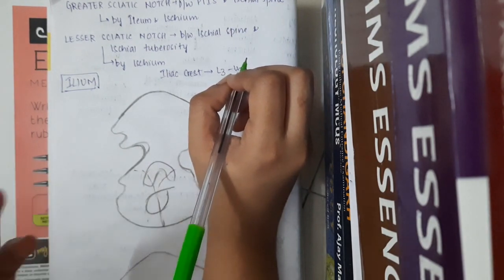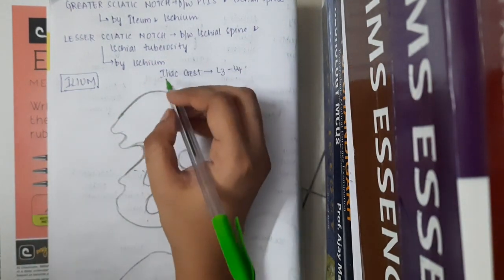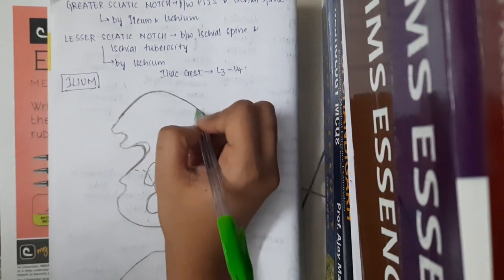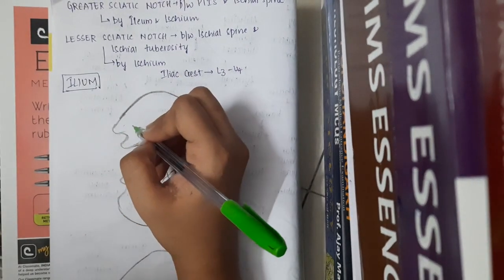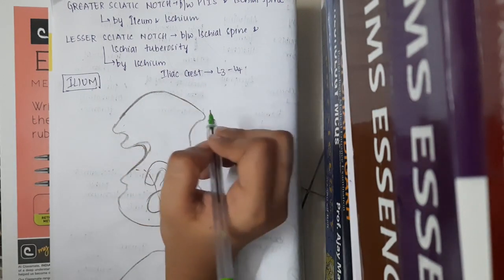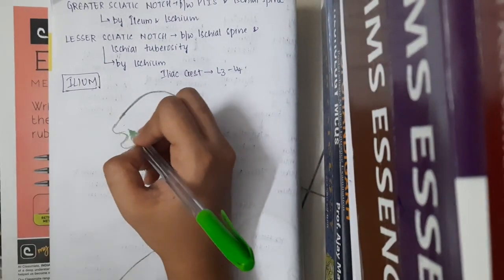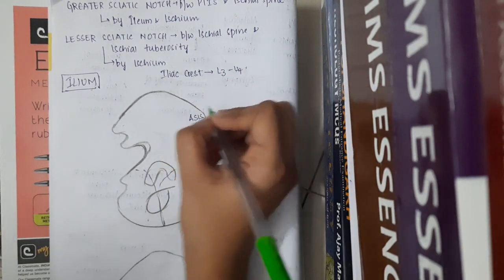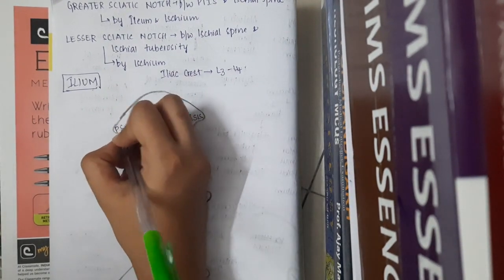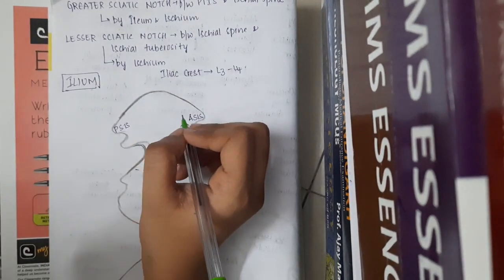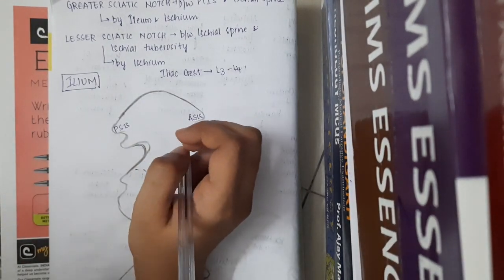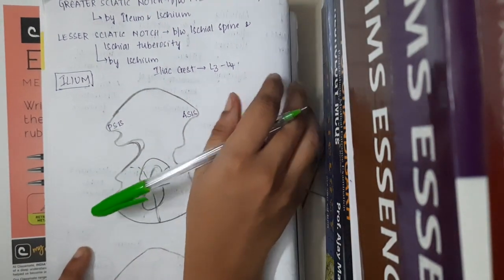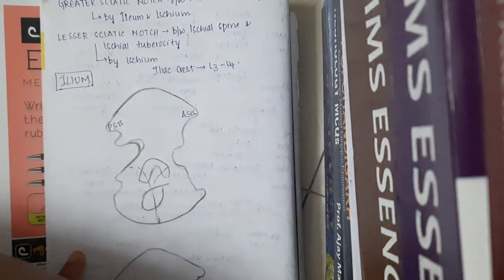Now, the iliac crest, if you see in the horizontal plane, is concave anteriorly, whereas posteriorly it is convex. It has an anterior end and a posterior end. The anterior end of the iliac crest has the anterior superior iliac spine and the posterior end has the posterior superior iliac spine. Now the important things are the attachments of these iliac spines.